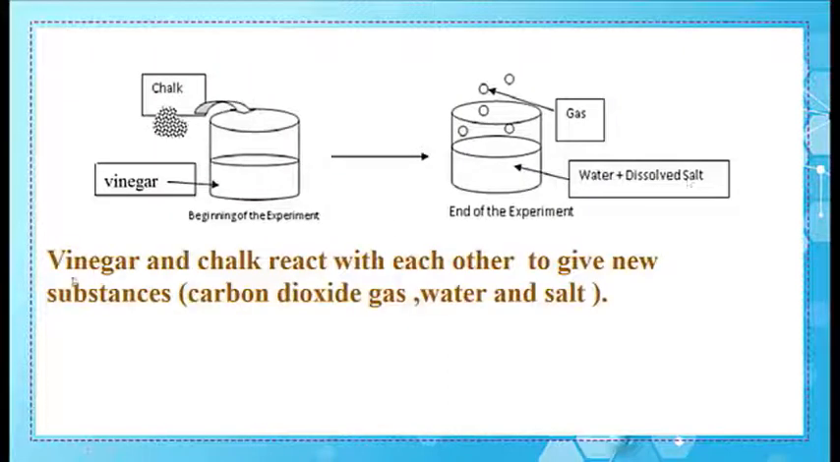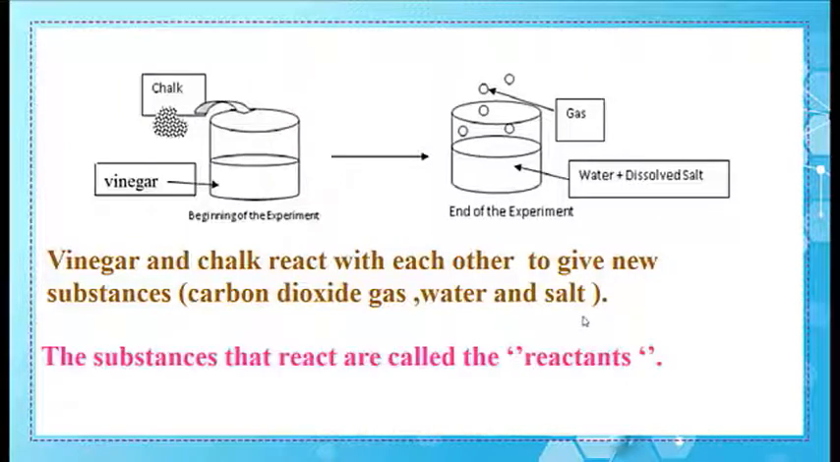Then, this experiment where I start from chalk and vinegar to obtain gas, water, plus dissolved salt, what does this resemble? Vinegar and chalk react with each other to give new substances which are carbon dioxide gas, water, and salt. Nice. The substances that react are called the reactants. Then what are the reactants here? Wonderful. Chalk and vinegar, which are the starting materials.